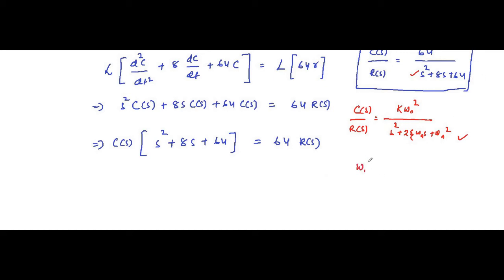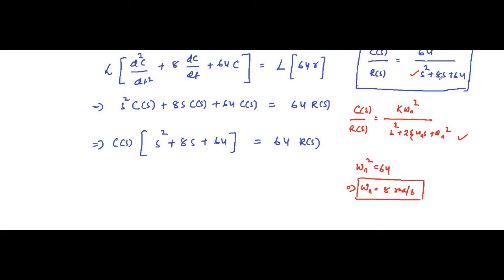Omega n square is equal to 64. Comparing this one, S square plus 8S plus 64, with the standard form S square plus 2 zeta omega n S plus omega n square, that implies omega n is equal to 8 radian per second. The first parameter we have found out.